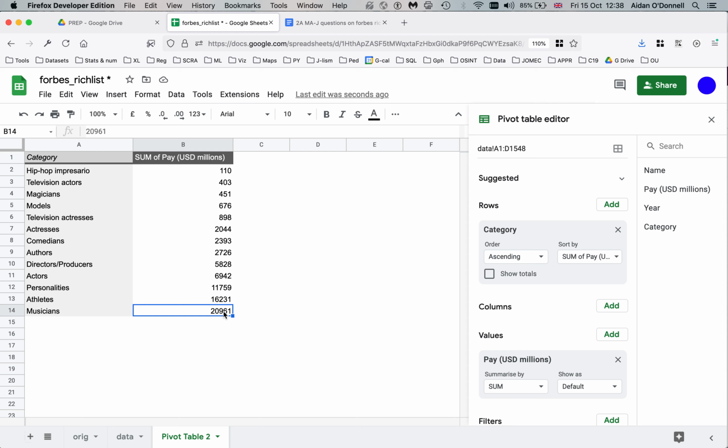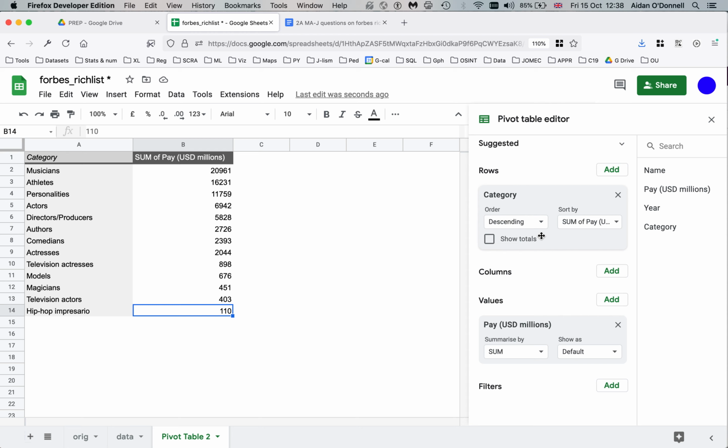Which category made the most total money over the last 3 years? Okay, this is actually really straightforward. I'm going to reverse this before we do anything more, descending. So there we go, musicians at the top. So over the last 3 years, same question really, but just limited to the last 3 years.